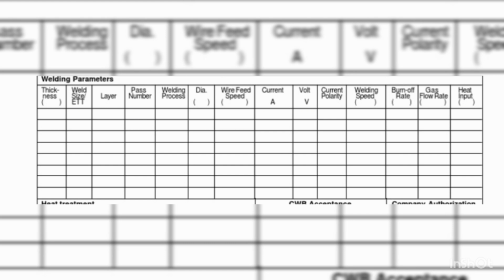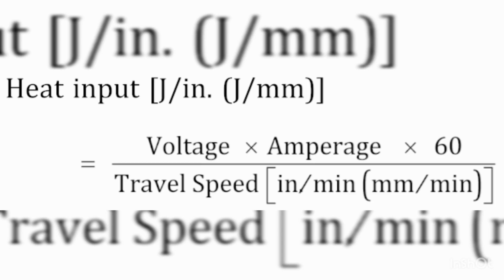Diameter of wire, wire feed speed, your current and your amps, your current polarity, whether electrode negative or electrode positive, your welding speed. So this is easy, just time how long it takes to go a certain distance. Burn off rate if necessary, gas flow, and heat input. Heat input's a good one.